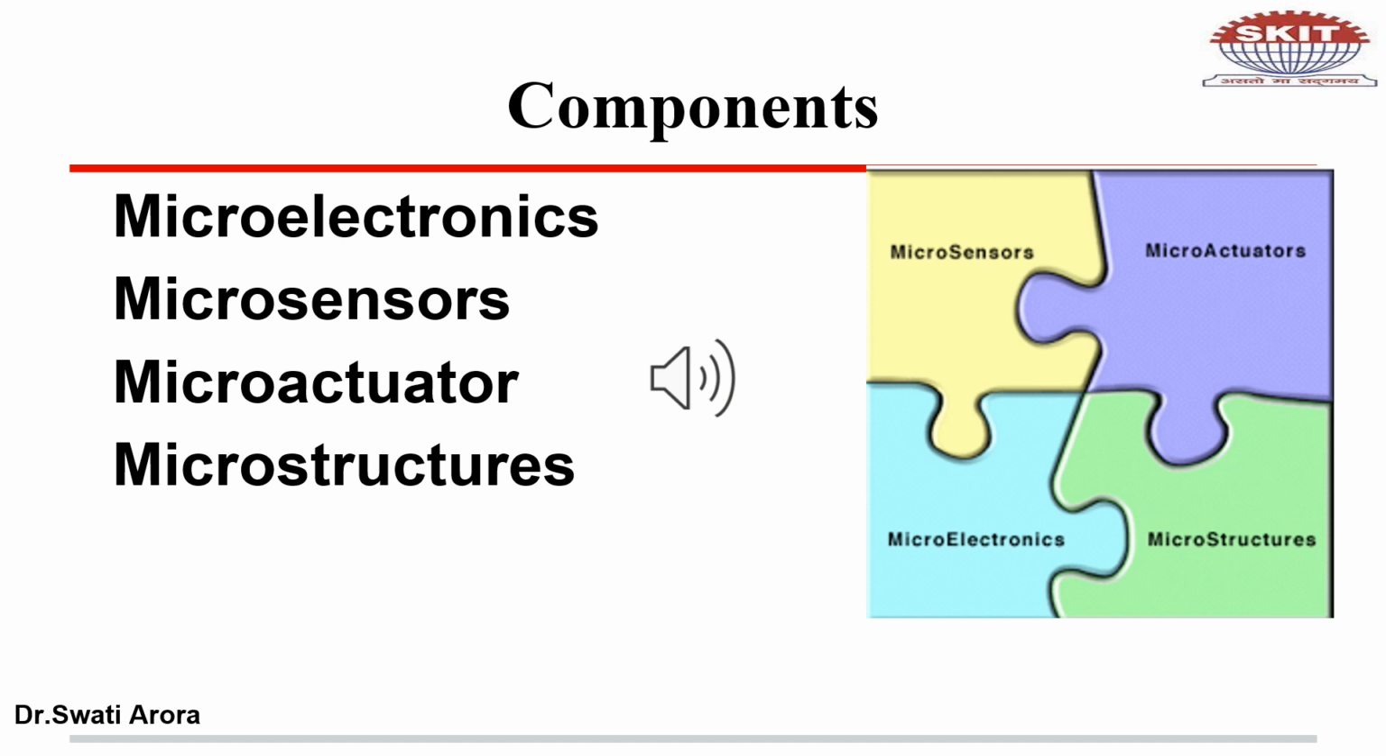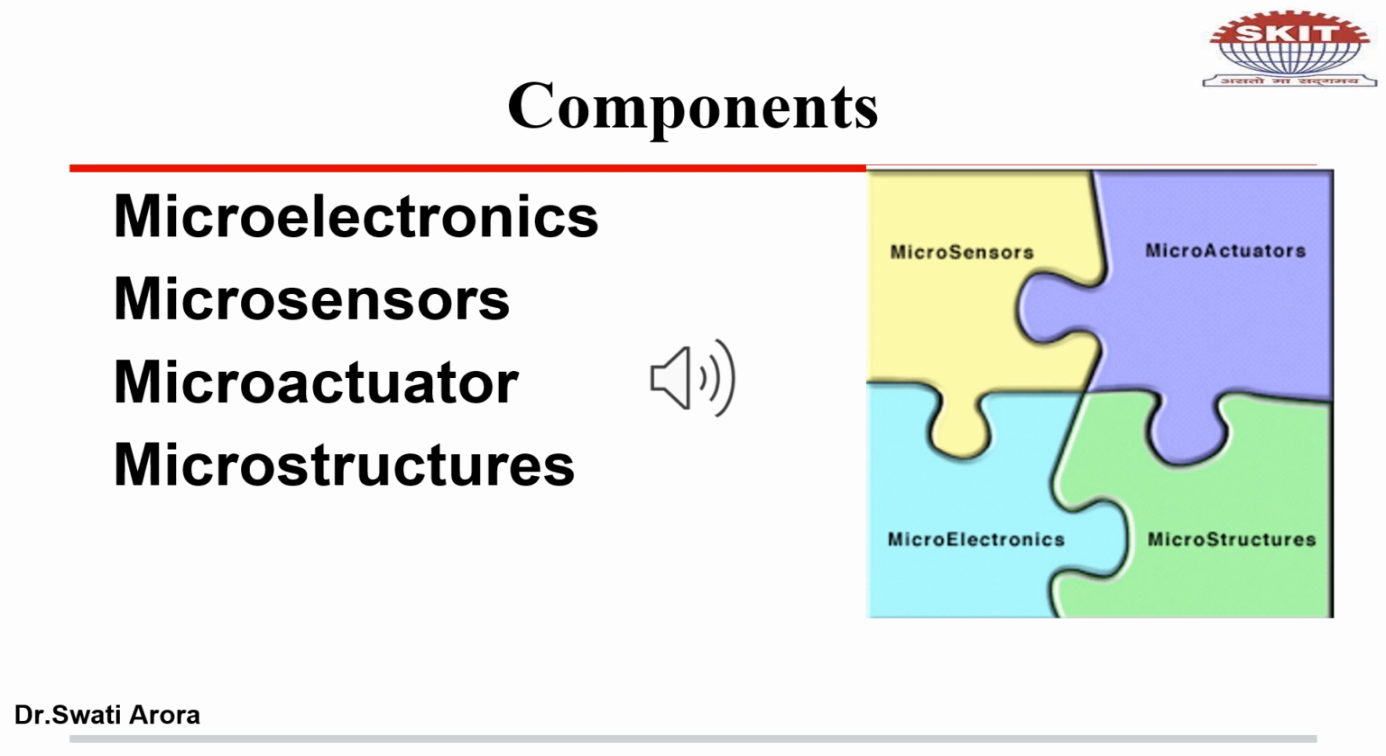Basic components of MEMS are microelectronics, microsensors, microactuators and microstructure, which can be seen in the picture. The microelectronics is used as the brain that receives and processes data and makes decisions, and it also uses the data that comes from microsensors.